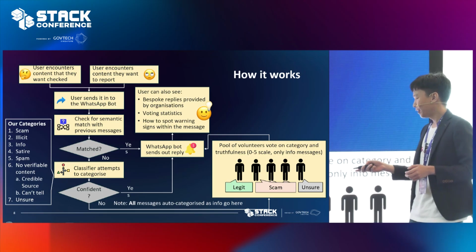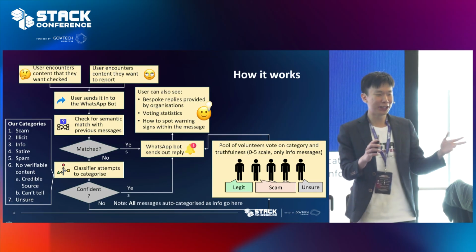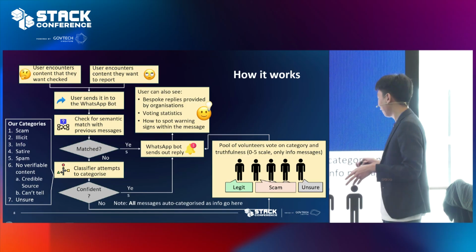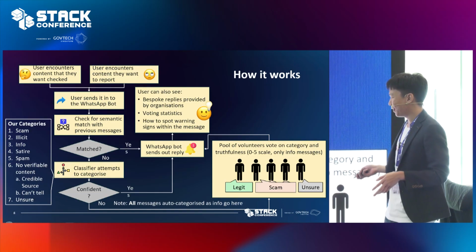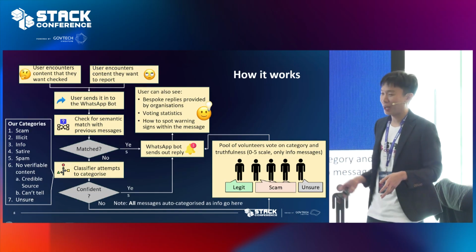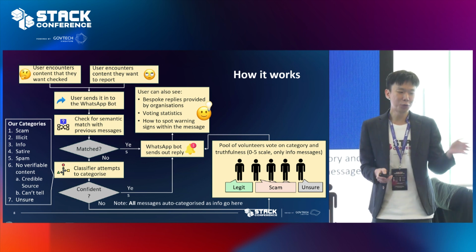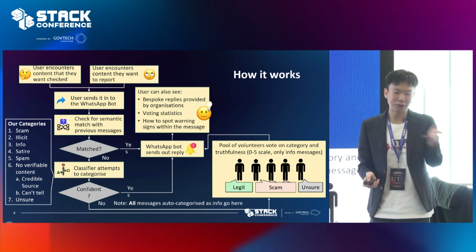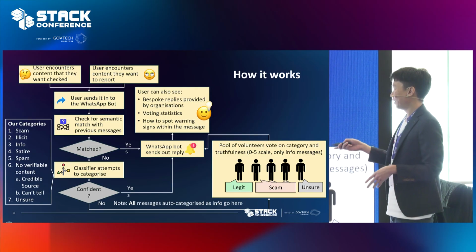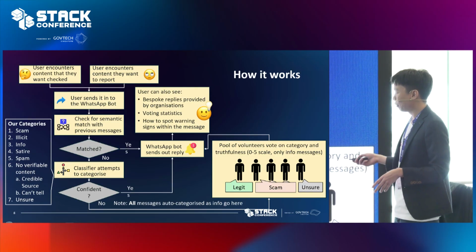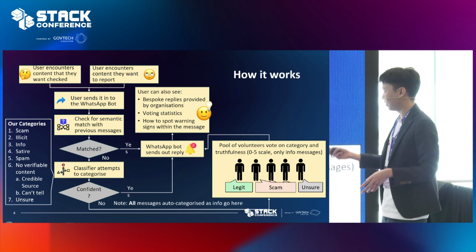But if it can't, then it goes to a pool of these volunteers. Maybe at any one point there's 30 to 40 now. It's not that big, but it's enough. And all these people vote. They vote on whether it's legitimate, is it a scam, or what. And if it's under the information category, they additionally indicate on a scale of 0 to 5 how true it is, 0 being completely false and 5 being completely true. Then we take the average at the end of the day. Based on this, the WhatsApp bot will reply once enough people have voted, and people can also see things like the voting statistics and some other features that we have built in.